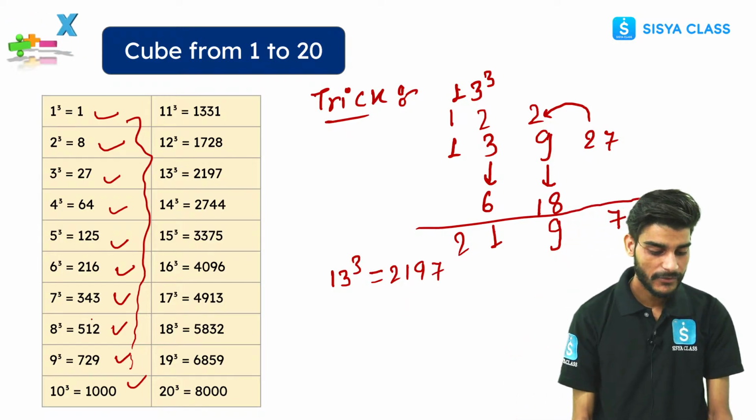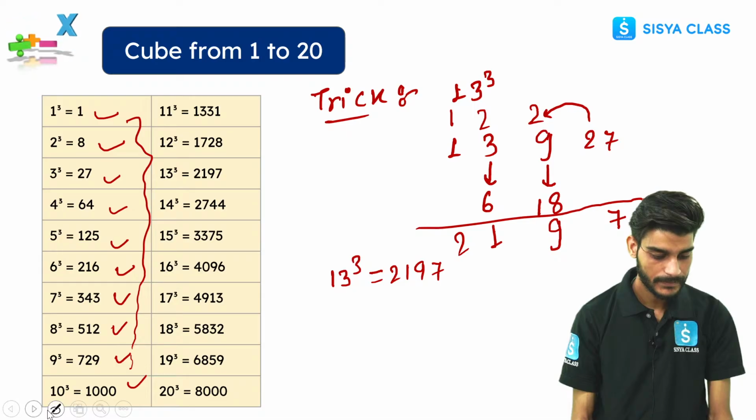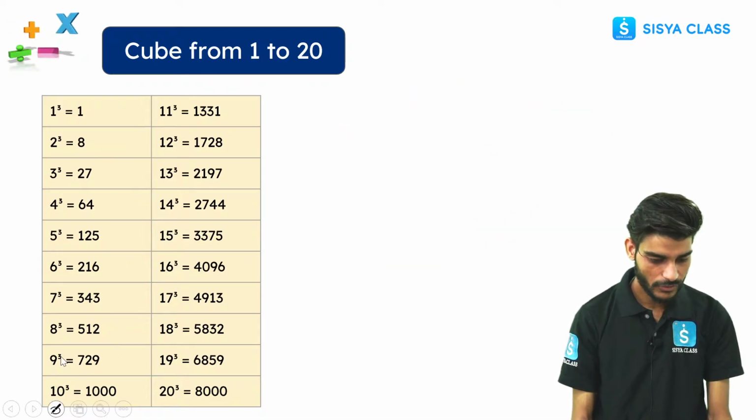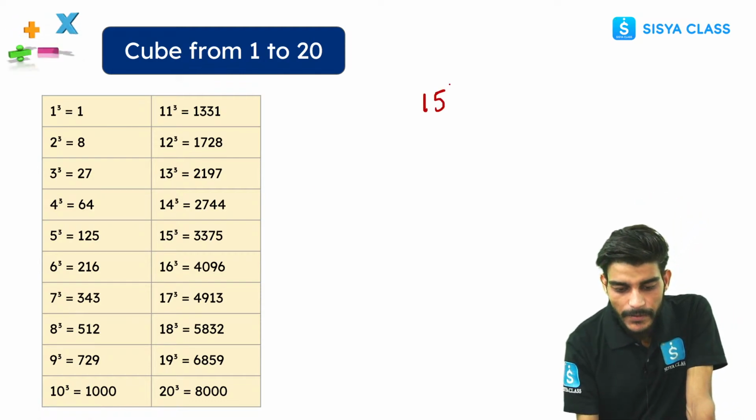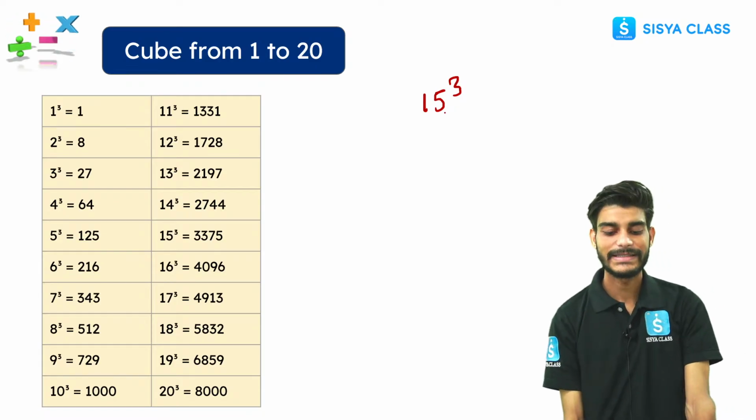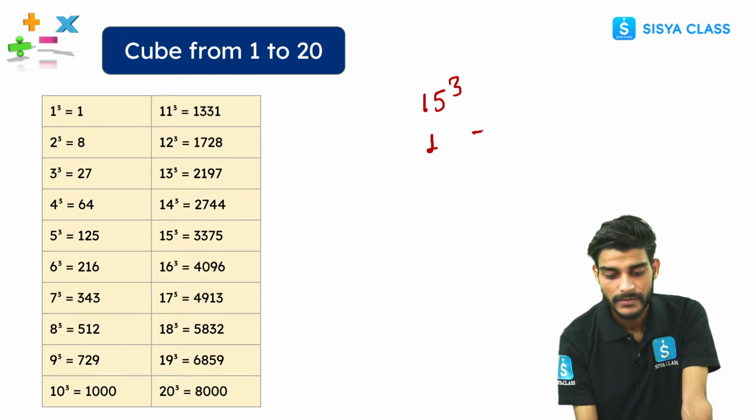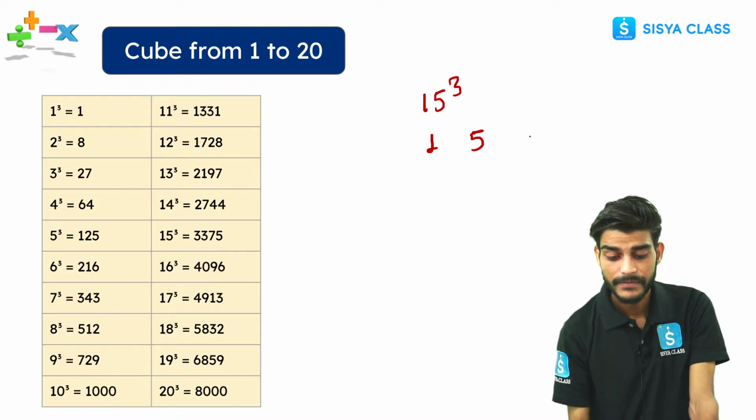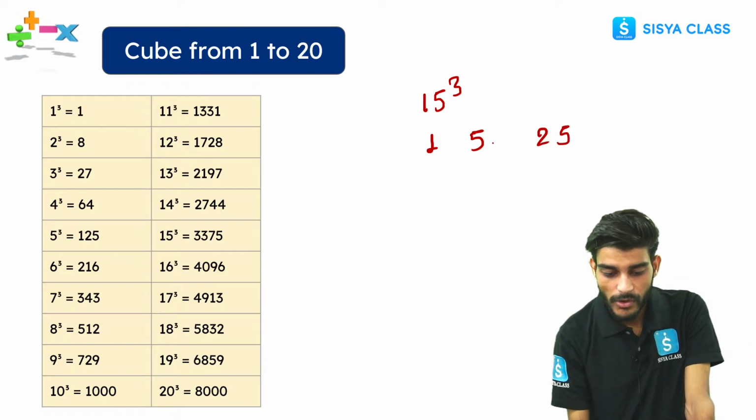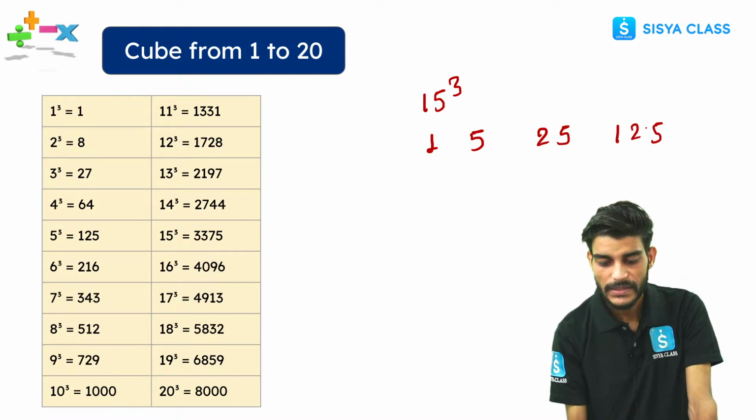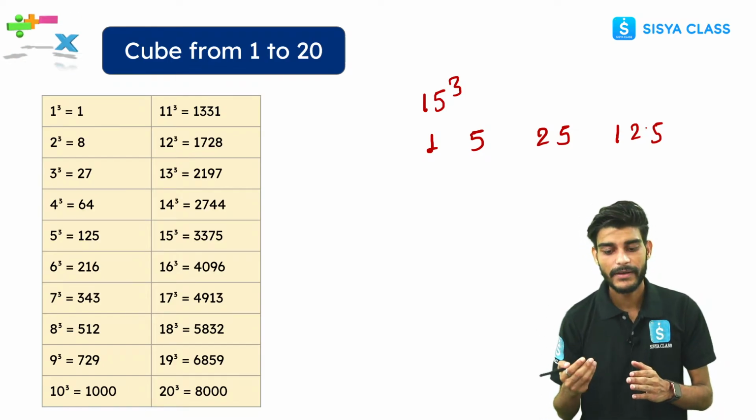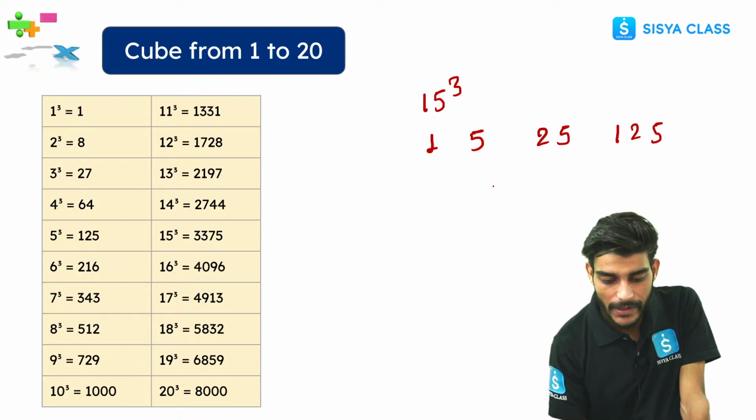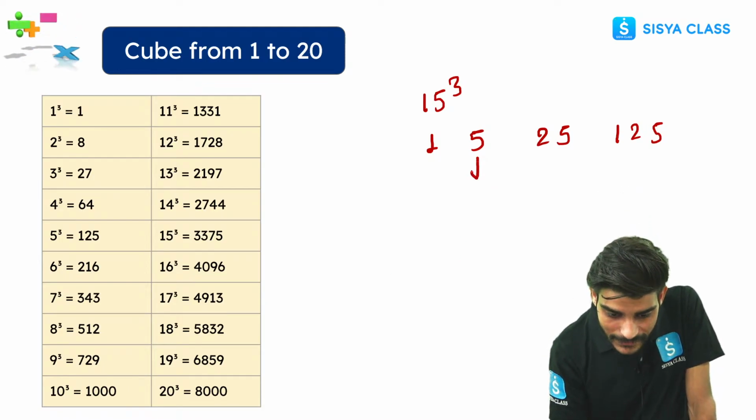Let us suppose if I have to find the cube of another number like 15, okay, 15 cube, using the same technique. So what I'll do, I'll write 1, 5, square of 5, 25, cube of 5, 125. Simple. This is the first step that you have to follow. 1, 5, square of 5 and cube of 5, that is 125. फिर क्या करना है आपको 5 का डबल.